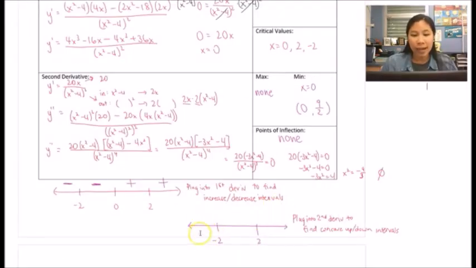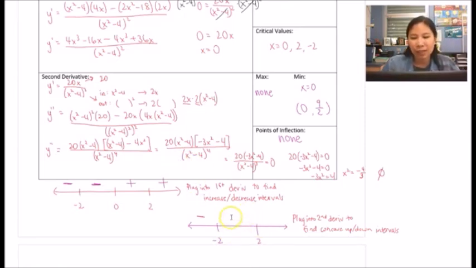Alright, so I'm going to be plugging in negative 3, 0, and 3 into my second derivative, which was 20 times negative 3x squared minus 4 over x squared minus 4 cubed. Looking at the top, every time I plug in a number, no matter what it is, it's going to end up negative. And on the bottom, since I'm cubing it, it might be positive or negative. So plugging in negative 3 gets me a negative on top. 9 minus 4 is positive, cubed is positive, so negative divided by a positive is going to end up negative.